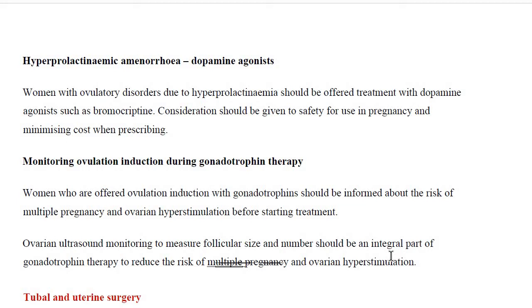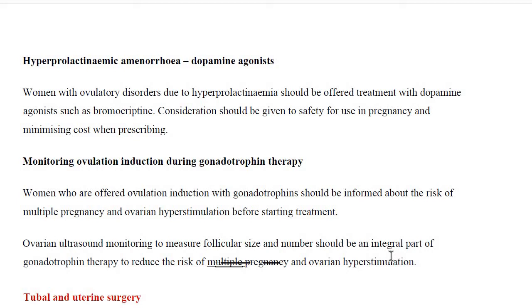Okay, so hyperprolactinemic amenorrhea. Women with ovulatory disorder due to hyperprolactinemia should be offered treatment with a dopamine agonist such as bromocriptine, and consideration should be given to safety for use in pregnancy and minimizing cost when prescribing. If the patient has a very high level of prolactin, it means that their level of gonadotropin releasing hormone is very low. So we need to give them dopamine agonists, which act like dopamine and inhibit production of prolactin. That is the point.